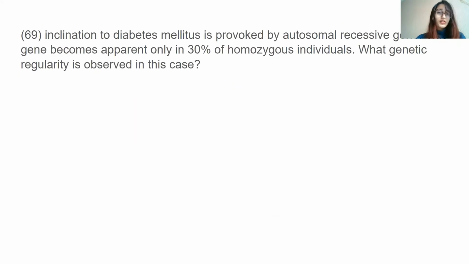So this is again a question from the Krok book, that is question number 69. Inclination to diabetes mellitus is provoked by an autosomal recessive gene, and this gene becomes apparent only in 30% of homozygous individuals. So they are saying when it is a recessive gene and it is inherited, not all of them have diabetes mellitus. Only in 30% of the population is diabetes mellitus seen.